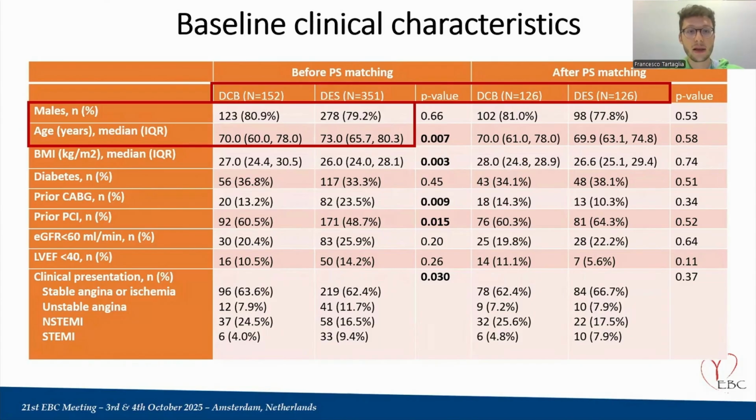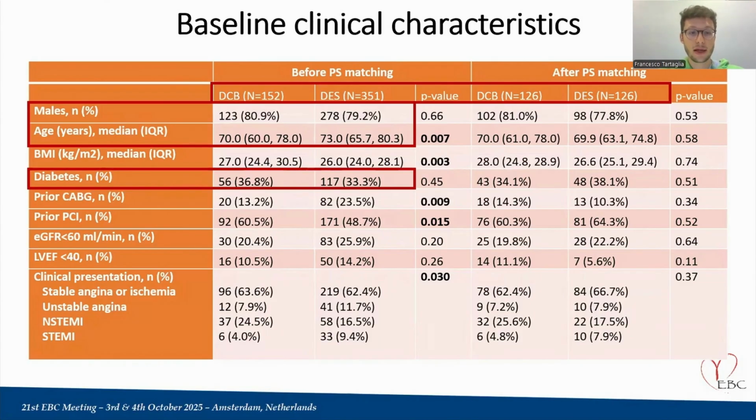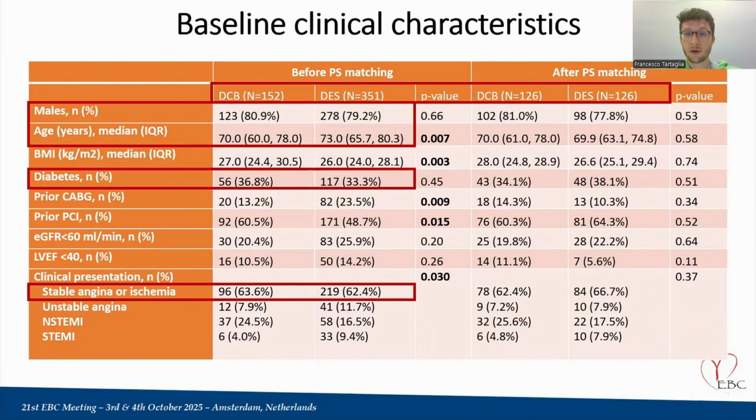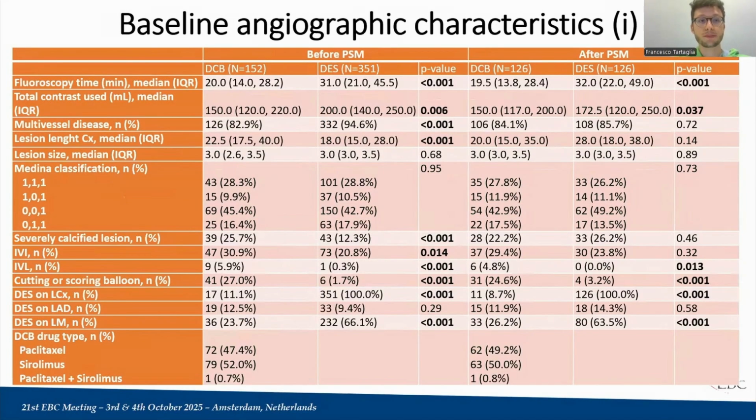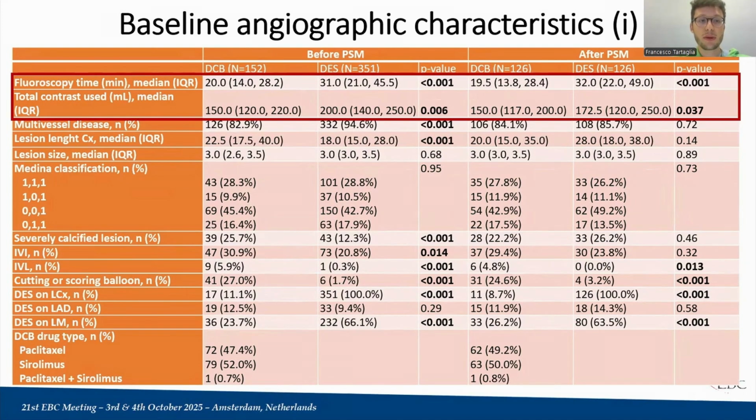Most of the patients were male, their age was about 70 years, a third was diabetic, and around 2/3 presented with chronic coronary syndrome. All the clinical characteristics were well accounted for by the propensity score matching, which left us with 126 patients for each group. We found that in the DCB group, fluoroscopy time and the total amount of contrast used were lower, and this was confirmed even after propensity score matching.